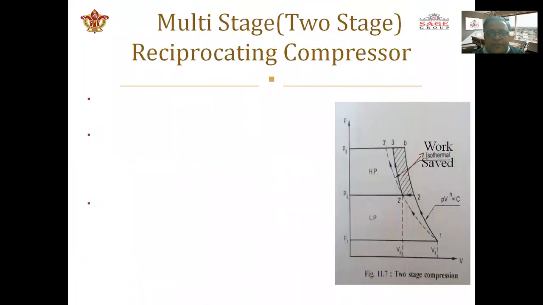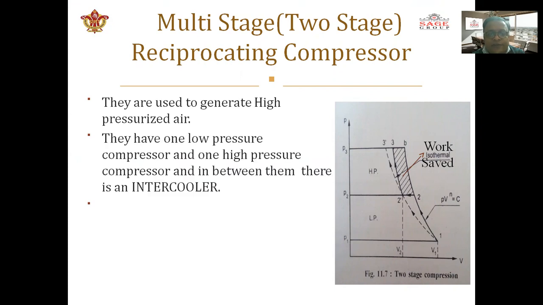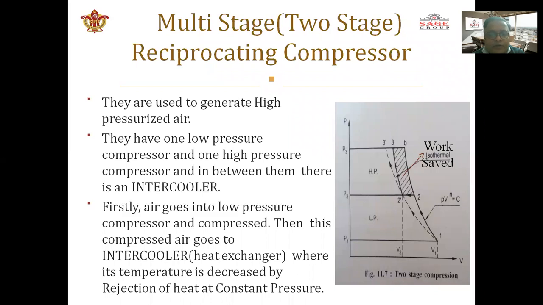This is multi-stage, also called two-stage reciprocating air compression, where the compression is done in more than one stage. That is called multi-stage. Here the PV diagram depicts the two-stage compression process, with a low pressure compressor and a high pressure compressor. They are used to generate high pressure air. There is one low pressure compressor and one high pressure compressor, and in between there is an intercooler for the cooling of the air. It is taking place in the intercooler.